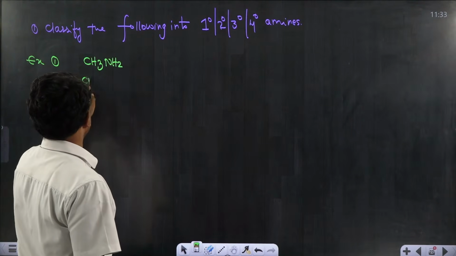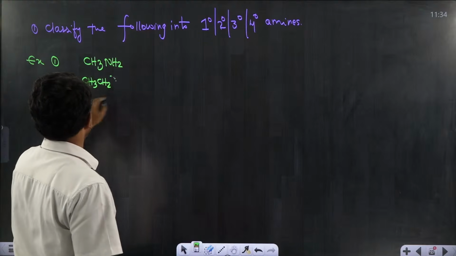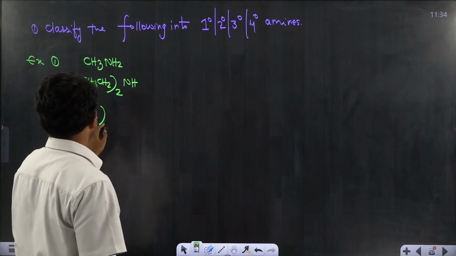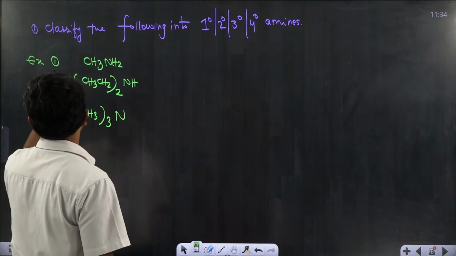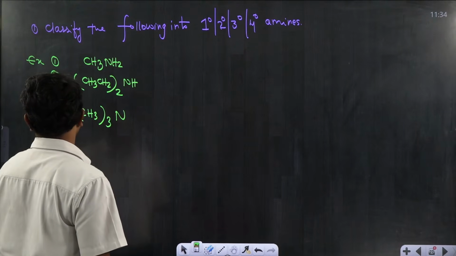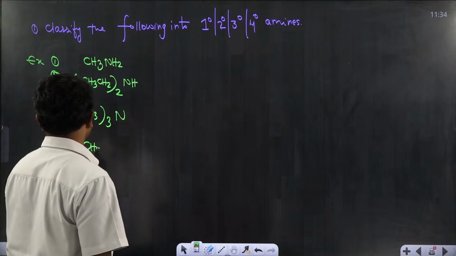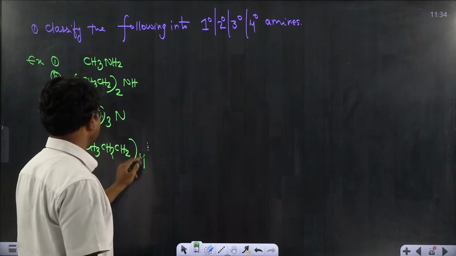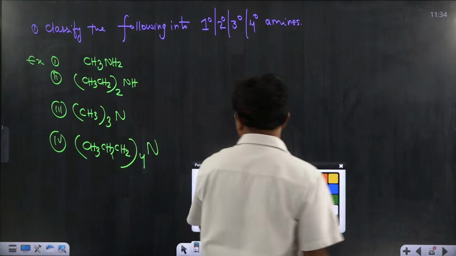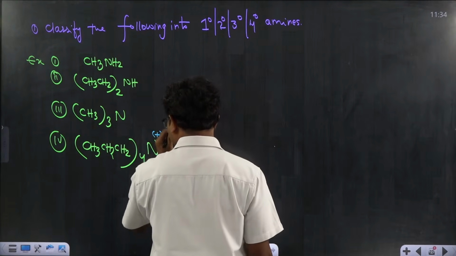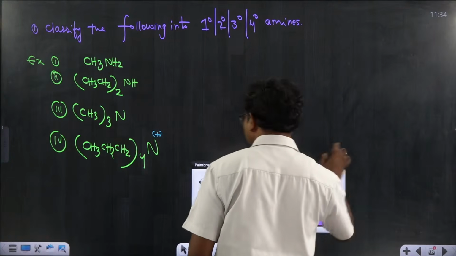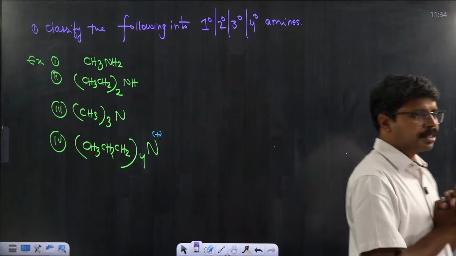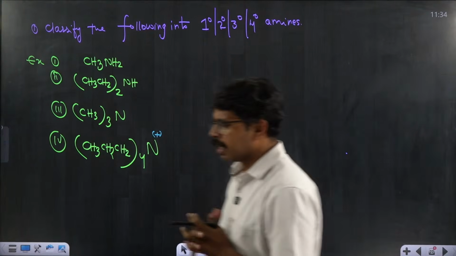CH3NH2, (CH3)2NH, (CH3)3N, and the fourth one is (CH3CH2)4N. As I told you, if nitrogen is involved with 4 bonds, it should be written with a partial positive charge. Okay. Students, try to classify the compounds into primary, secondary, tertiary and quaternary amines.